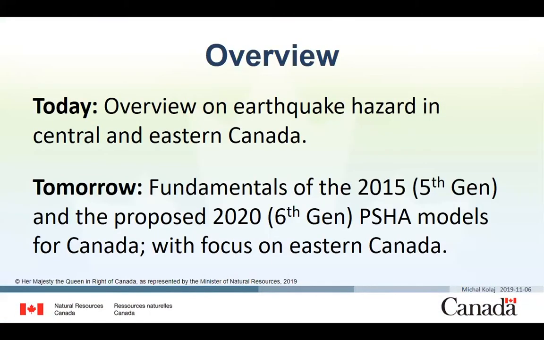So today, like I mentioned, I'll be talking about an overview on hazards in Canada, and then tomorrow I'll have a presentation where I'll dive a bit deeper into the fundamentals of the PSHA model in the 5th generation and the 6th generation model. When I say 5th generation model, this is the model that was included in the 2015 edition of the building code. The 6th generation is our new model, which is currently proposed for inclusion in the 2020 edition of the building code, which is set to go for public comment in early January, and then would come into force on a national level by the end of 2020.